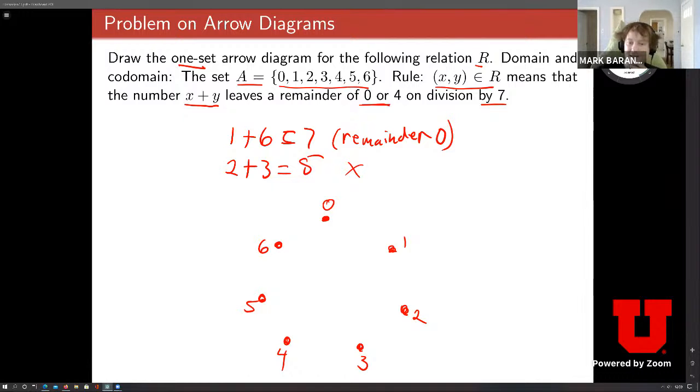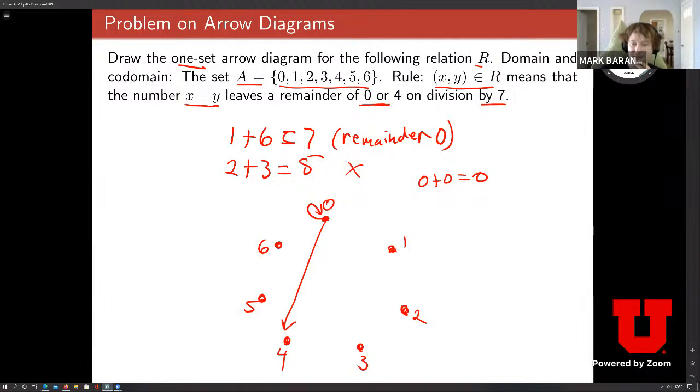Okay, so we know that 0 plus 0 equals 0. That has a remainder of 0 when divided by 7, so that's in the relation. 0 and 1, that's 1, not in the relation. 0 and 2 are not, 0 and 3 are not. 0 and 4 is in the relation. And 0 and 5 or 0 and 6? Nope. So that's it for 0.